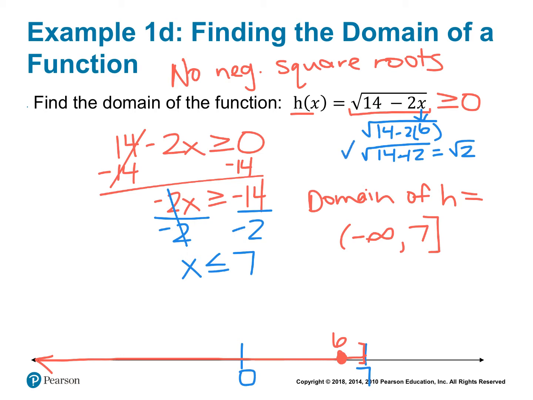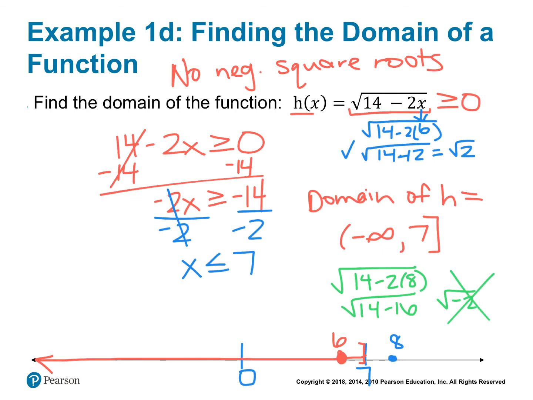So that checks out. Now let's try something not in the red. Let's try the number 8. Let's see why 8 is not shaded. So if I do the square root of 14 minus 2 times x, which we're saying is 8, I'd get the square root of 14 minus 16, which is the square root of -2, which is not possible. So that's why anything not in the red is not going to work. Anything above 7 is not possible for this square root.